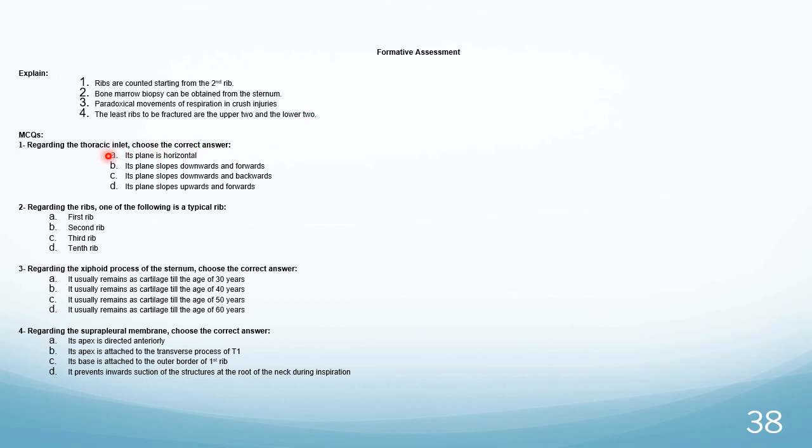Regarding the thoracic inlet, choose the correct answer. Its plane is horizontal, its plane slopes downward and forward, its plane slopes downward and backward, its plane slopes upward and forward. The correct one is that its plane slopes downward and forward.